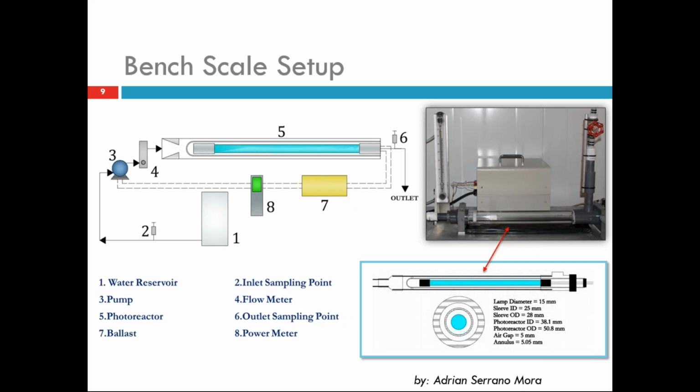We have the VUV lamp, which is in blue color, and it's protected by a quartz sleeve. Water flows on the surface of the sleeve being irradiated by UV, and then it's collected at point 6. On the right, we also see the actual setup, how it looks in the lab. This was used for evaluating the AOCs and the DBPs by changing the flow rate. Thereby, we get changes in the residence time of the UV radiation.